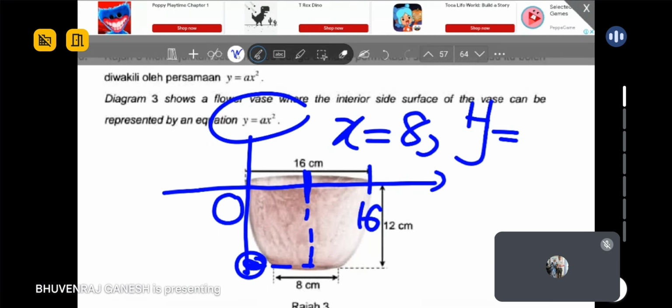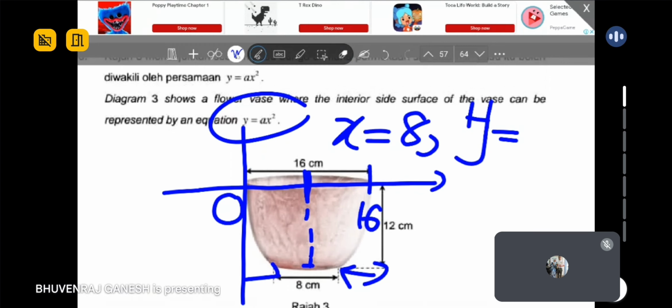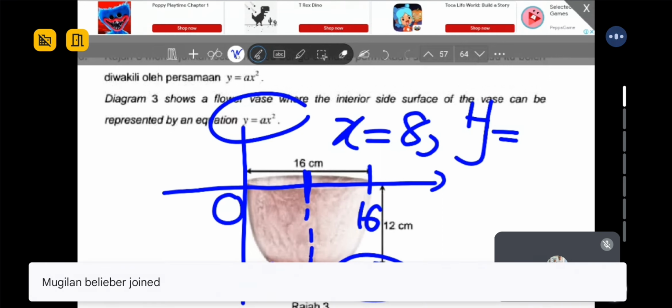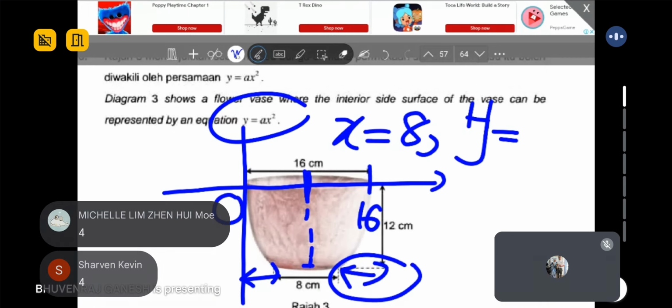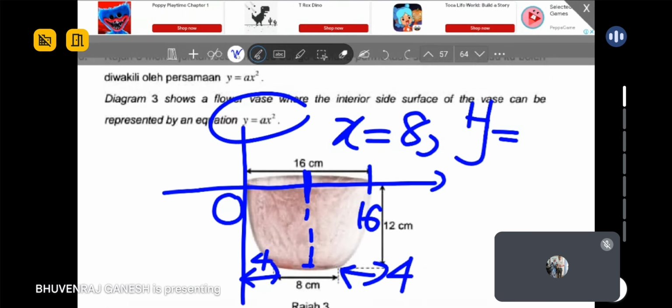Okay, guys, hold on. You see this one first. Okay, I draw for you again. Okay, this whole length 16, right? So this length how much? May I know? Kiri dan kanan. What is the length here? Do we need to divide 2 like X? No need. This one, you know, this value, guys. I want this value first, slowly. You do one by one. Yes, 4, right? Correct. Okay, so this value is 4. This value is also 4.